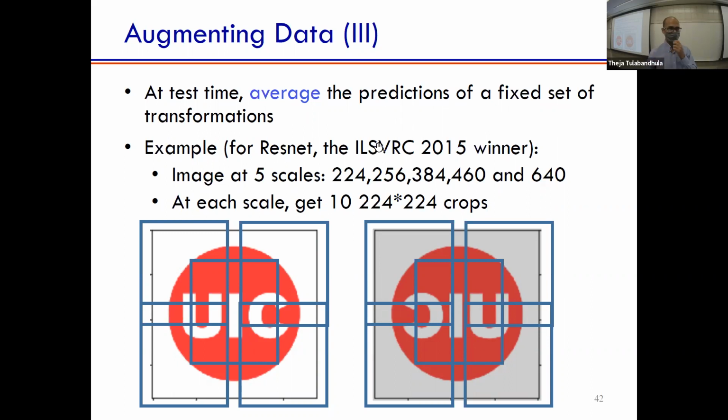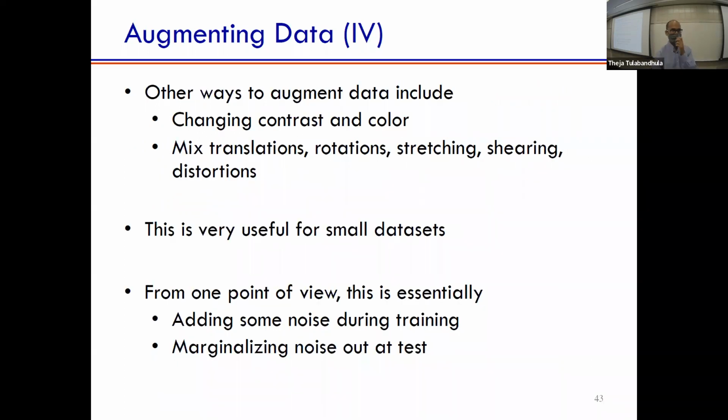The 2015 winner ResNet does specific scaling operations and cropping, and does it both for training as well as while making predictions. Other ways to augment include changing contrast, color, which you did not see, but also translations, rotation, stretching, and you'll see that this is something you can define.